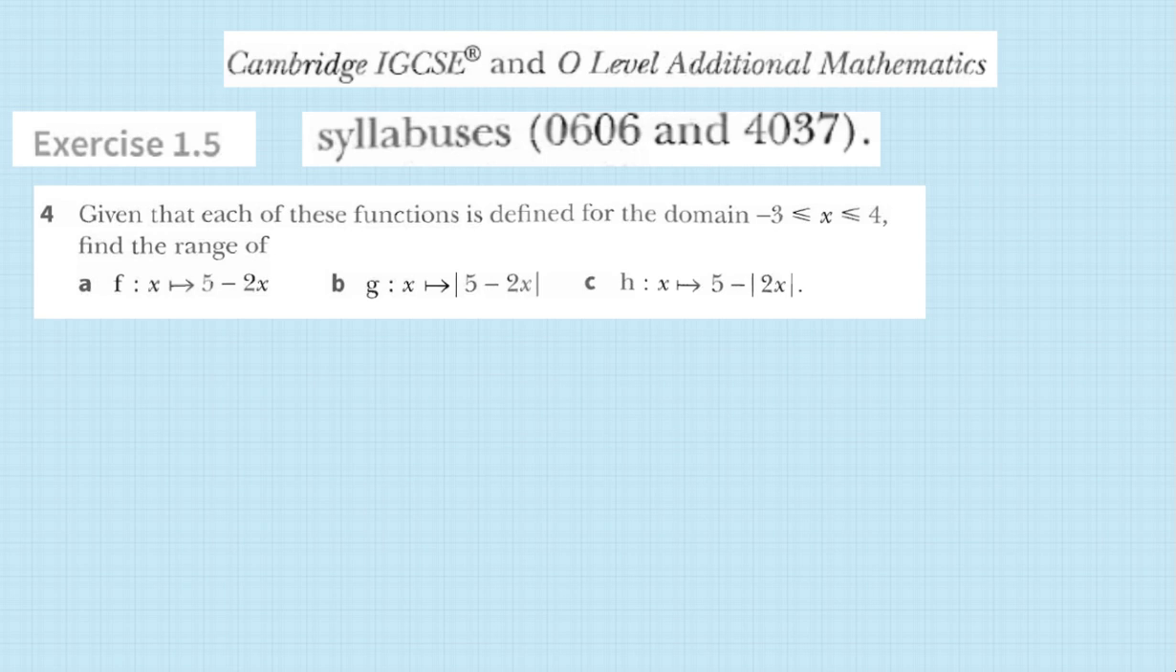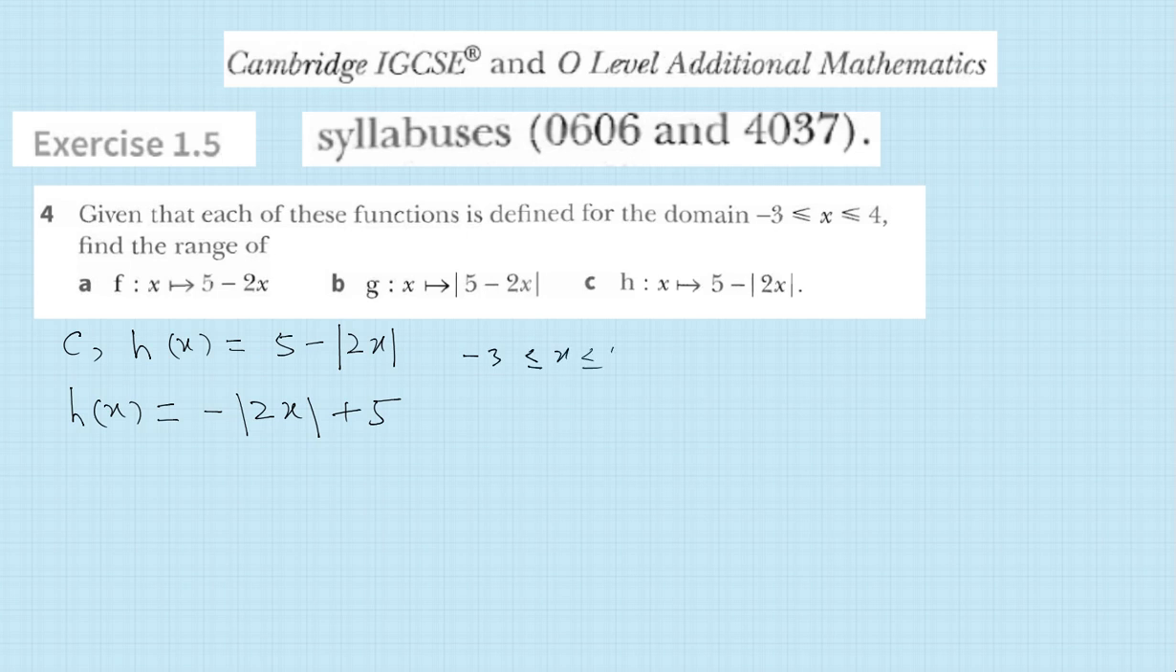Now see part C. Part C is h(x) is equal to the absolute value of 5 minus 2x. First you have to write the function in the form of the x term first, then the constant. This is the correct way of writing. Now what is the domain? Domain is the same, minus 3 to 4. How to find the range of the function?